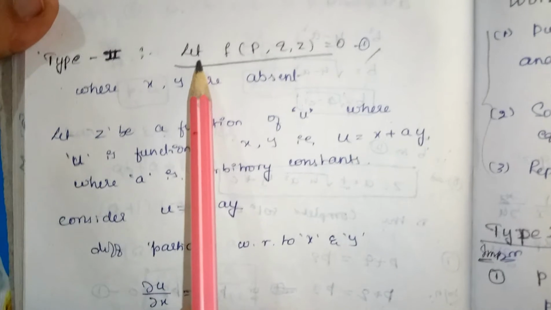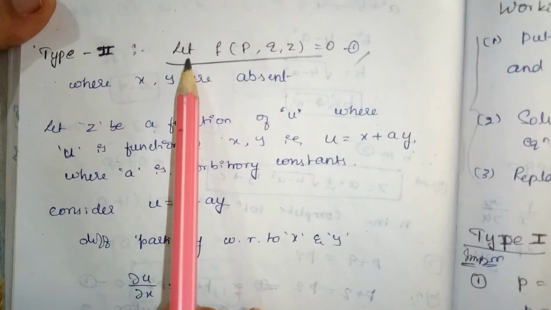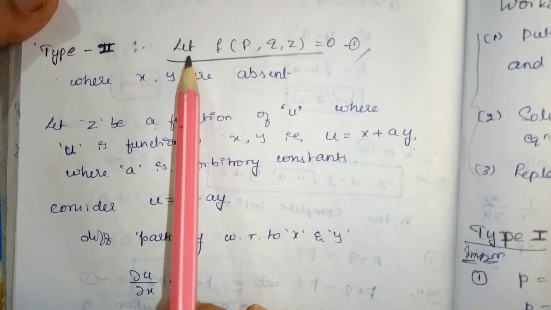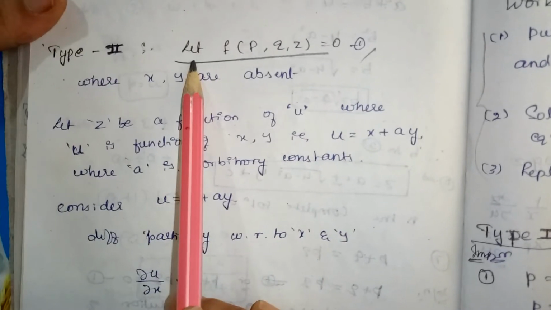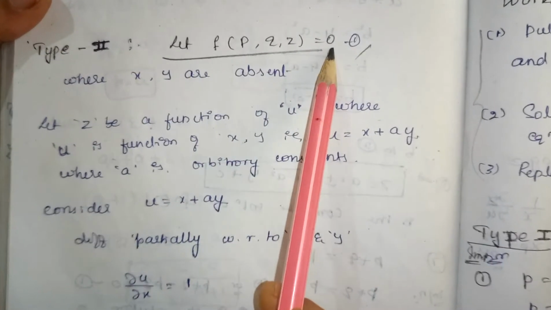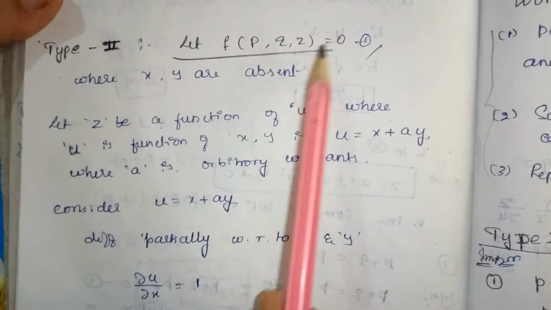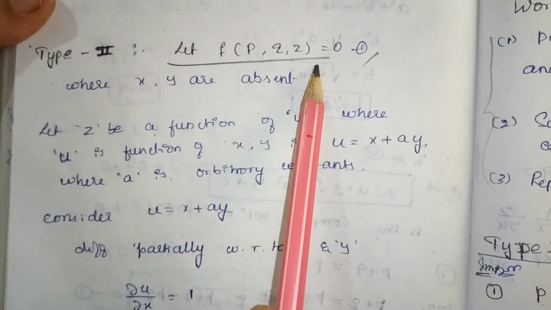Next we consider the type 2 non-linear partial differential equation. Which form of equations are called type 2 non-linear partial differential equations? An equation of the form f of p comma q comma z is equal to 0, where x, y are absent. This form of equations is called the type 2 non-linear partial differential equation.